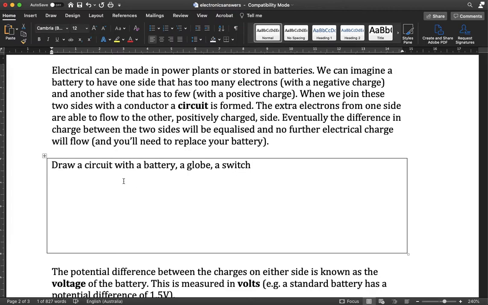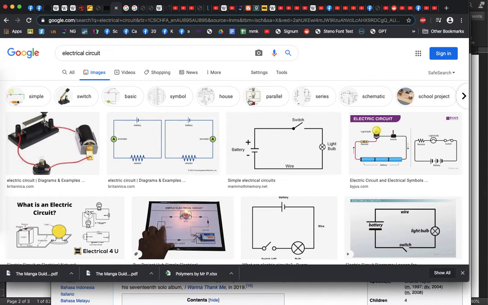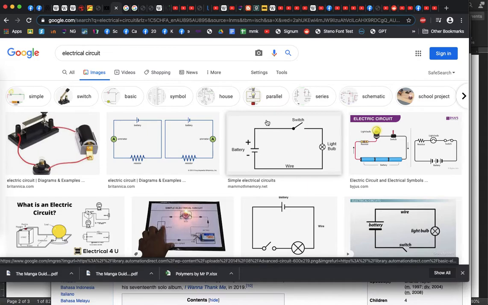And what we want to draw is a circuit with a battery, a globe and a switch. We did just cover that. This is what we want you to draw. And in this book, I learned that the current flows from the positive to the negative. The electrons flow the opposite way, from the negative to the positive. But as far as we're concerned, everything flows from the positive to the negative.